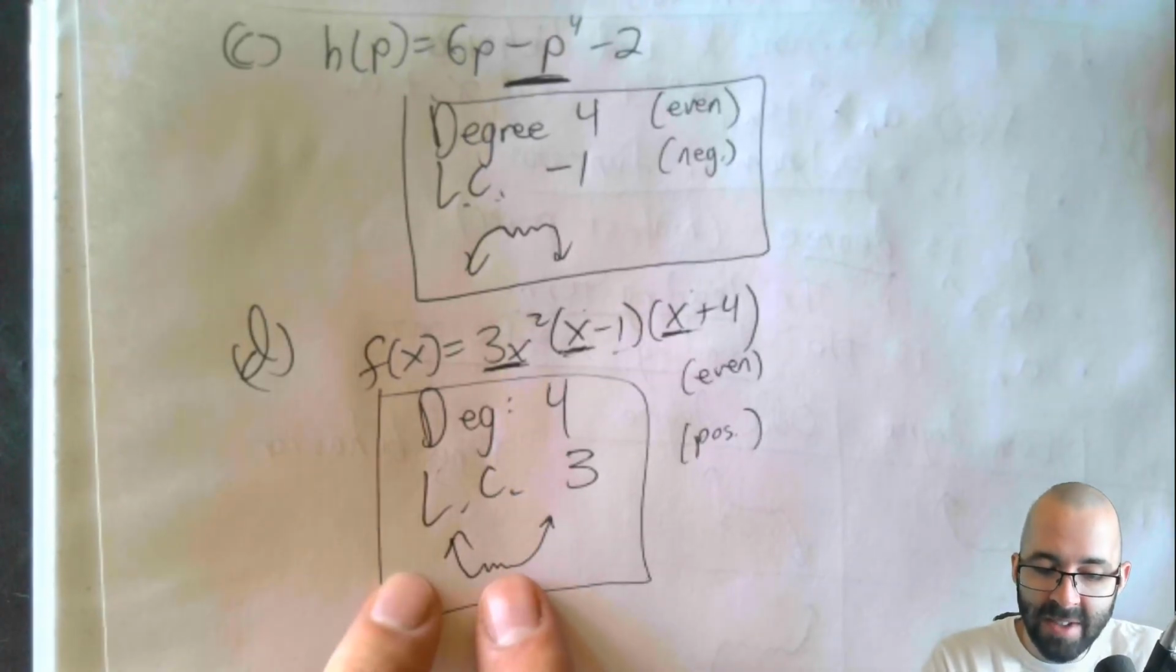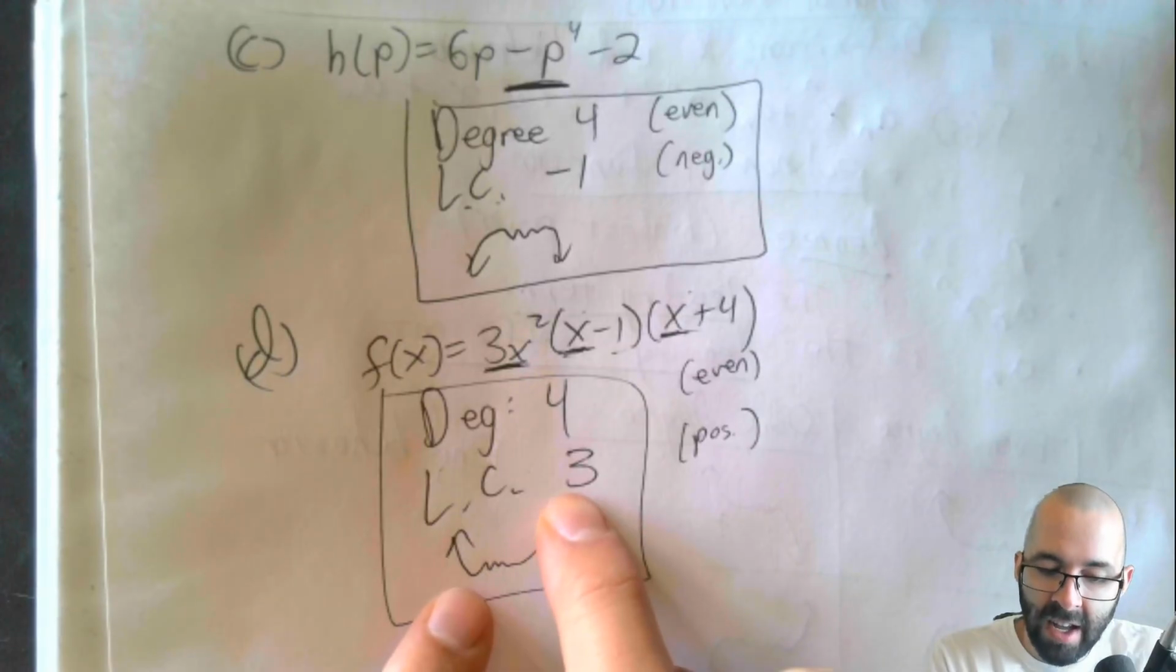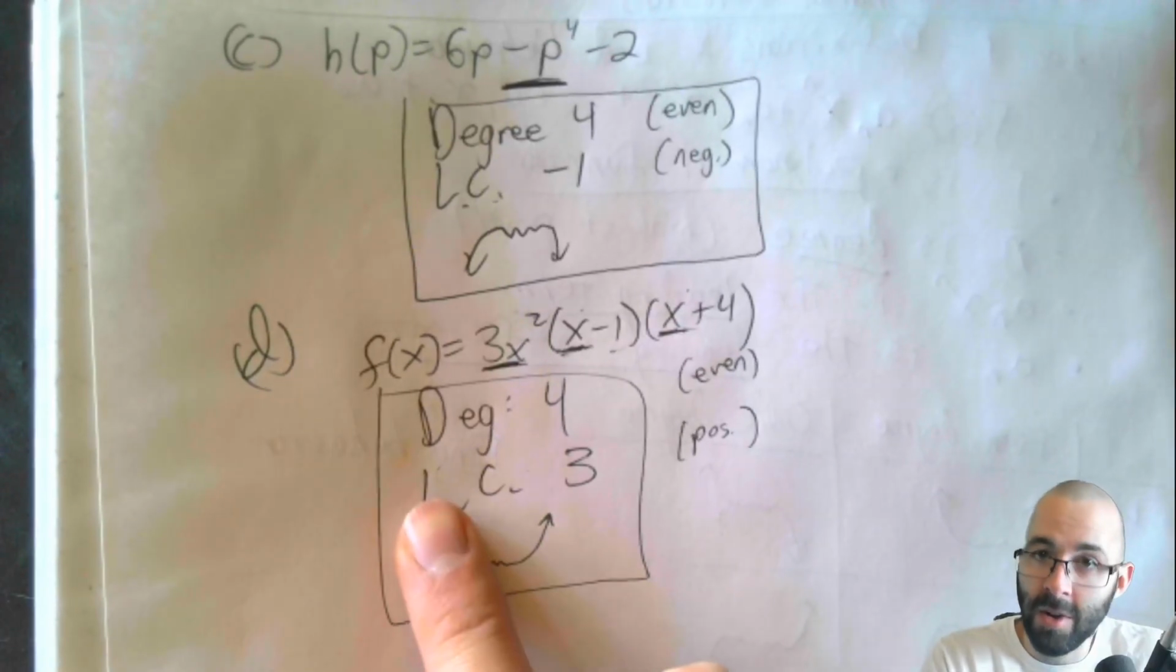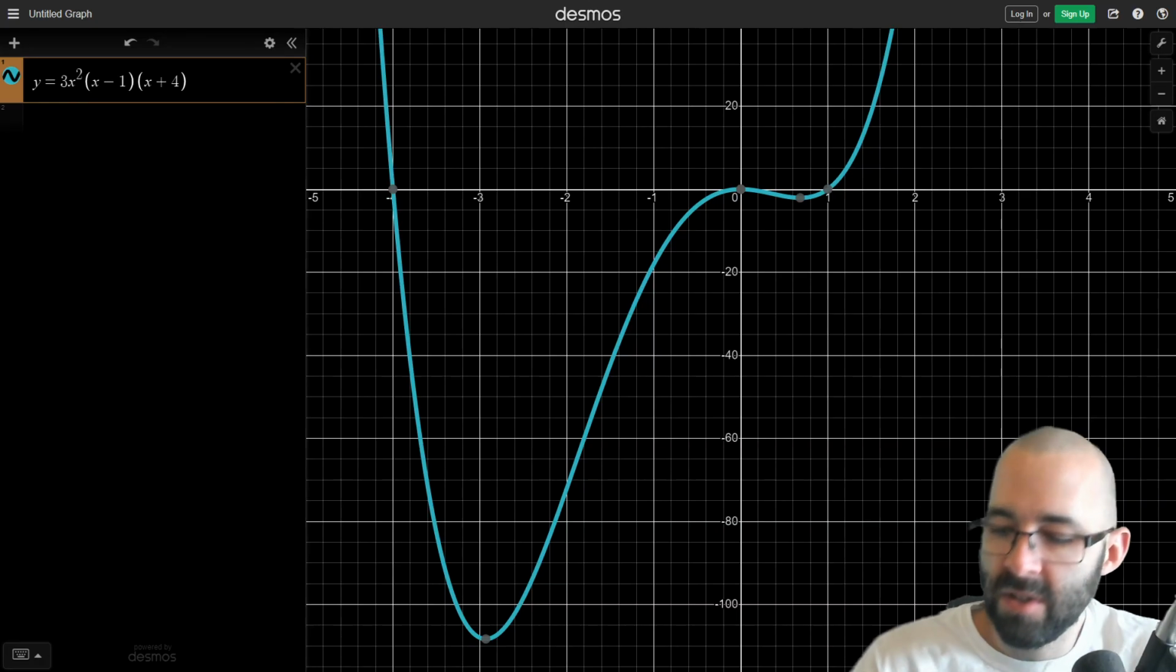We don't care about what happens in the middle for end behavior. But on the very end, it goes up. And on the other end, it goes up. It's exactly what we have here. All right, and that's how to do these first couple of problems.